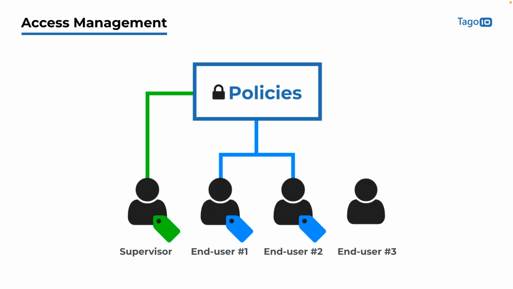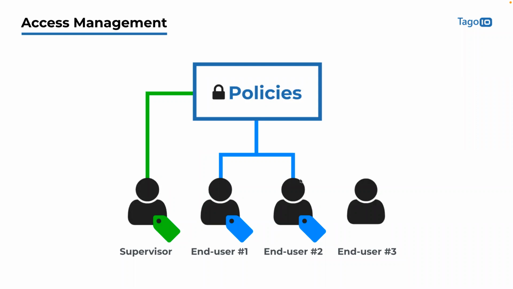By using access management, I can create a custom policy, which is basically a document outlining permissions, and give different users different permissions. For instance, here I have created 2 policies. The one outlined by the green line here is tied to the supervisor user, which is indicated by the green tag. For the green tag user, the supervisor, I can give him special access to a bunch of dashboards or a bunch of devices. So he can access whatever data he needs to because he is a supervisor.